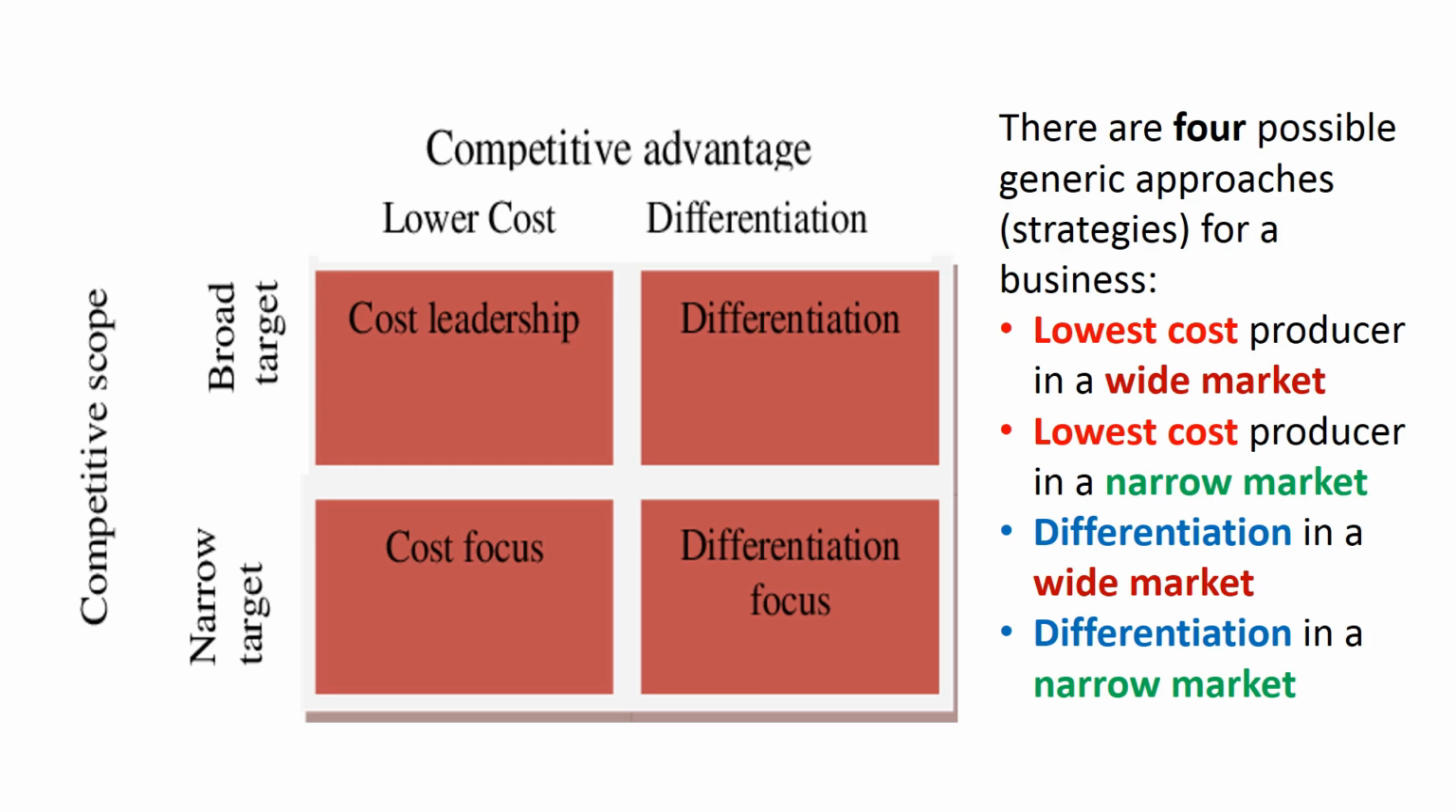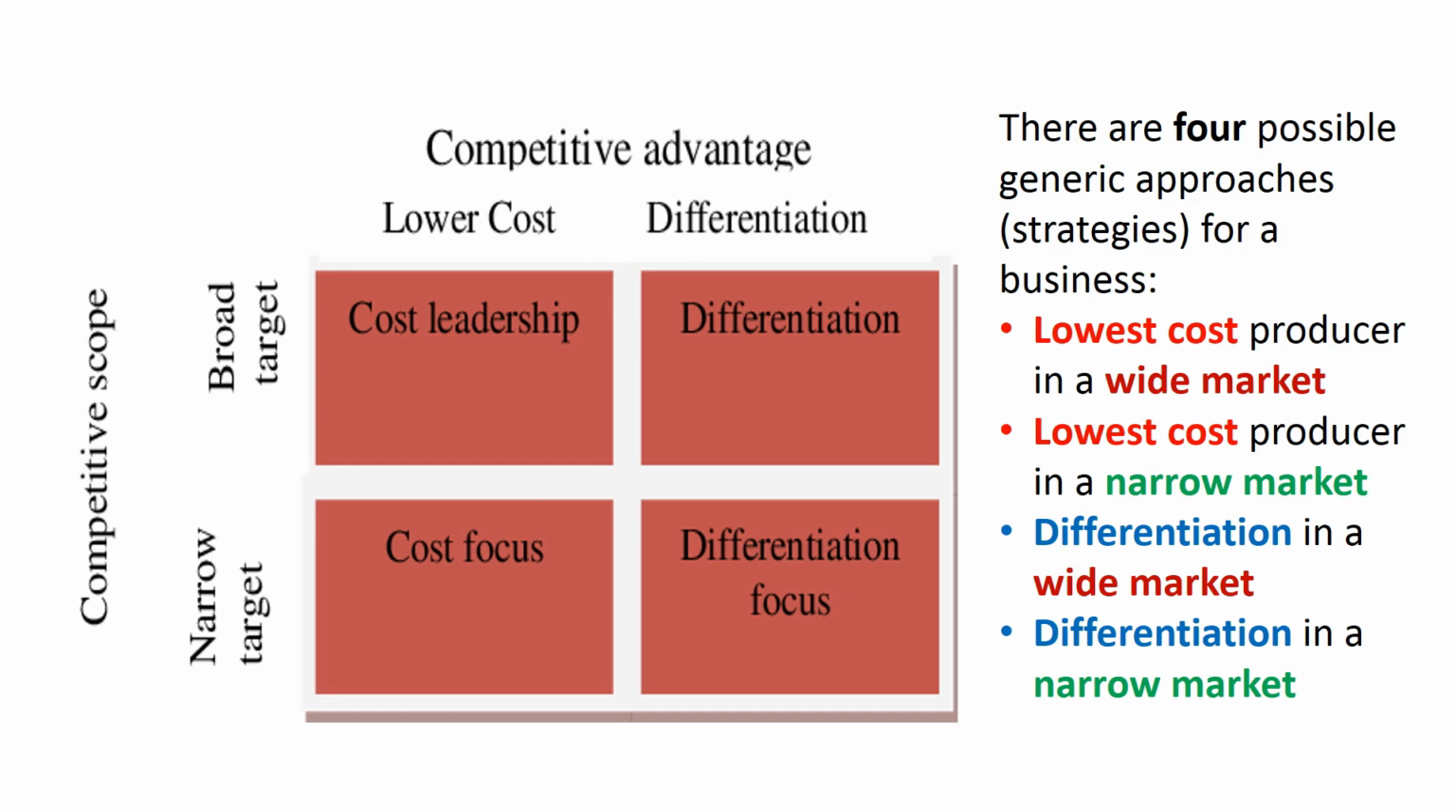The business might, of course, decide to go for a differentiation strategy rather than a lowest cost strategy. In that case, it could decide to adopt a differentiation strategy in a wide market. That sort of strategy is just referred to as a differentiation strategy. That's the name given to the strategy in the box on the top right-hand side. Alternatively, the business could decide that its strategy is one of differentiation in a narrow market. And in that case, the strategy is called a differentiation focus strategy. That's the name given to that strategy in the right-hand box on the lower level.